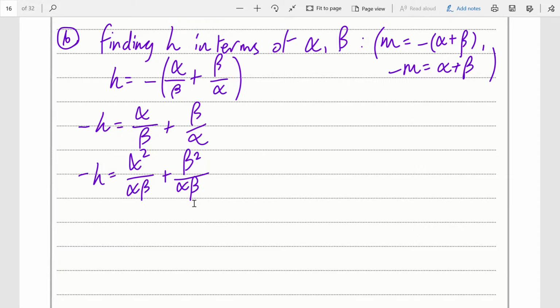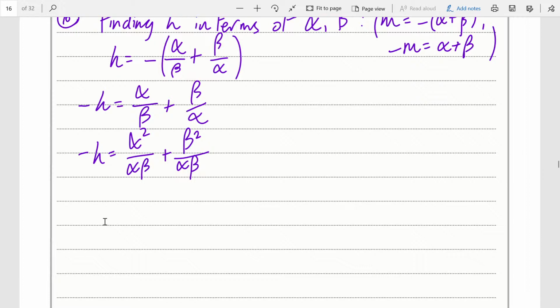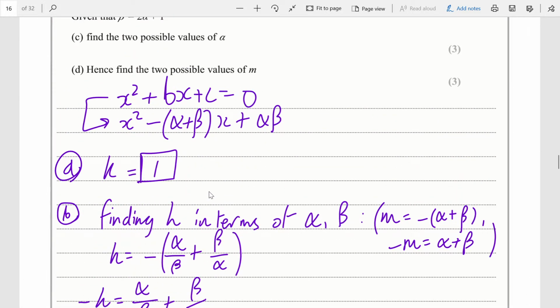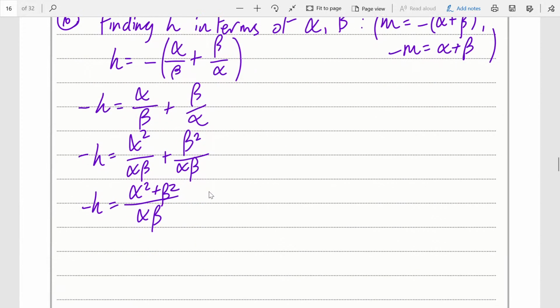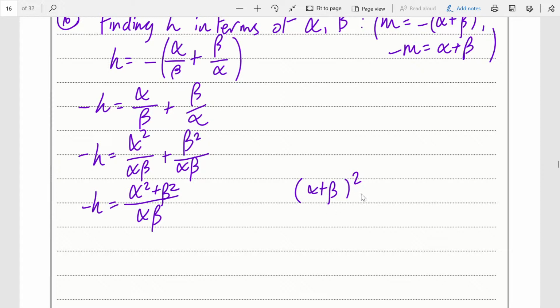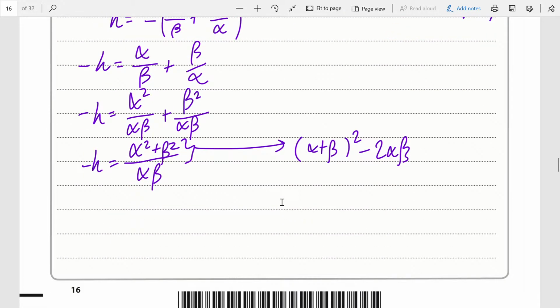Now, of course, you add these up and you'll get minus h is equal to alpha squared plus beta squared over alpha beta. Now, one thing that we can do with this expression is that you may recall from doing similar questions like these that to get just alpha squared plus beta squared, you need to get alpha plus beta squared minus 2 alpha beta. And the thing is, we need to work with this alpha beta here by itself on the denominator.